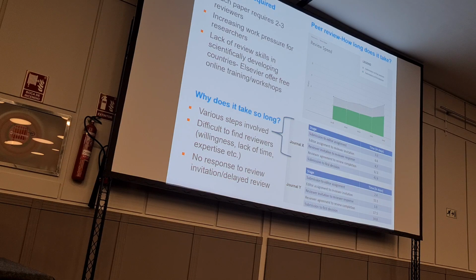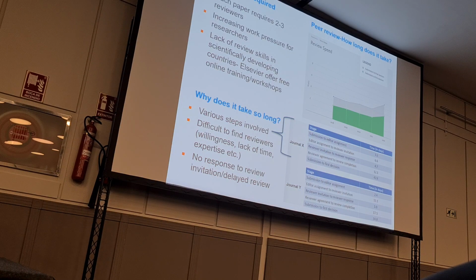How to judge? We need 2 or 3 review comments to make a decision. The workload right now for the reviewers and the editors is quite increasing. As you see from the figure, reviewer speed is actually declining, and the days are increasing. There are also problems with a lack of review skills from some of the people. Sometimes you are wondering why this review takes so long.